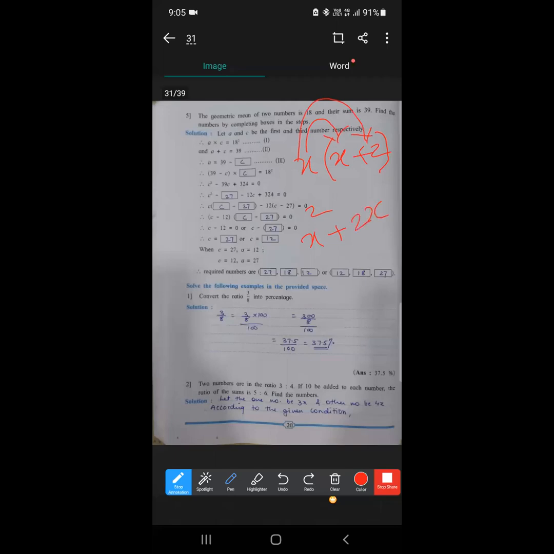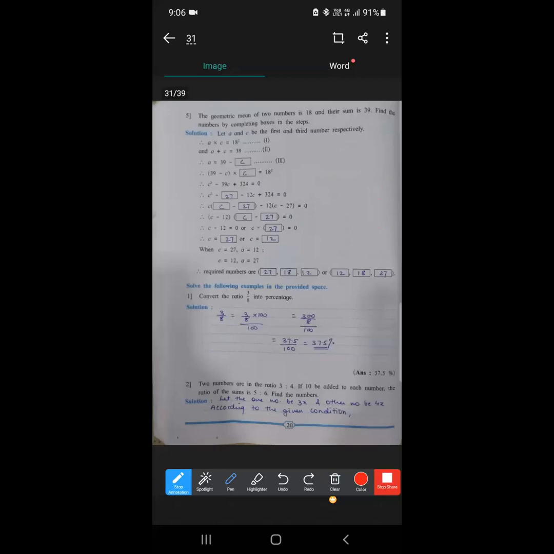Similarly here also, the term which is outside the bracket is what? C, and inside the bracket it is 39 minus C. So C into 39, it will be 39C minus C into C, it will be C square. Rearrange it, so you will get the equation, that is C square minus 39C plus 324 equals to 0.